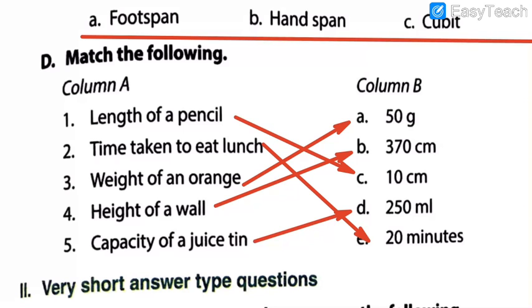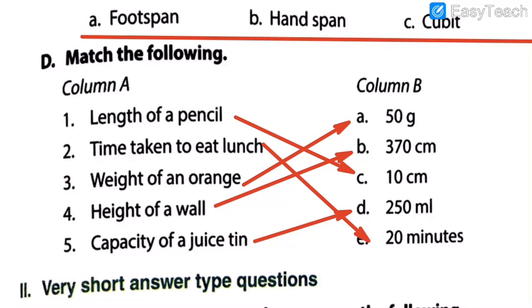Once again I will repeat the answer, or I should say answers. Length of the pencil, 10 centimeter. Time taken to eat the lunch, 20 minutes. Weight of an orange, 50 grams. Height of a wall, 370 centimeters. And capacity of juice tin, 250 milliliter. I was even speaking the full form of whatever the abbreviation is written for. So I hope that you had a good revision by matching the pair.